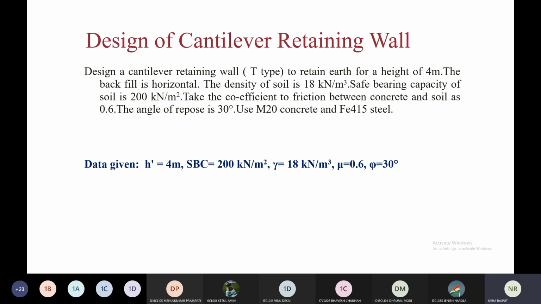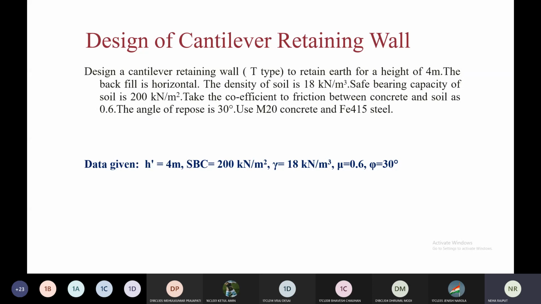So this is the data given: you need to retain earth of height 4 meter, so your retaining wall height must be more than 4 meter. The backfill is horizontal. Here it is mentioned that the backfill is horizontal because if your backfill is inclined, then your coefficient of active pressure equation will change. That's why this statement is mentioned over here, that the backfill is horizontal.